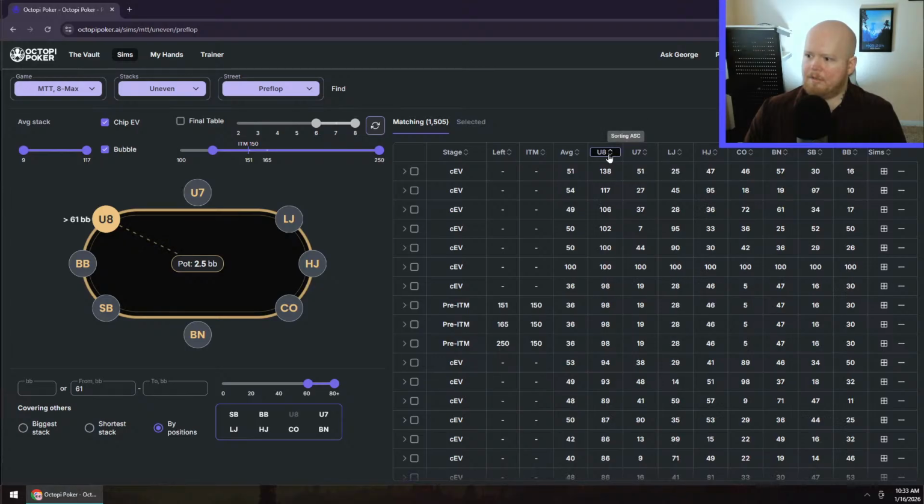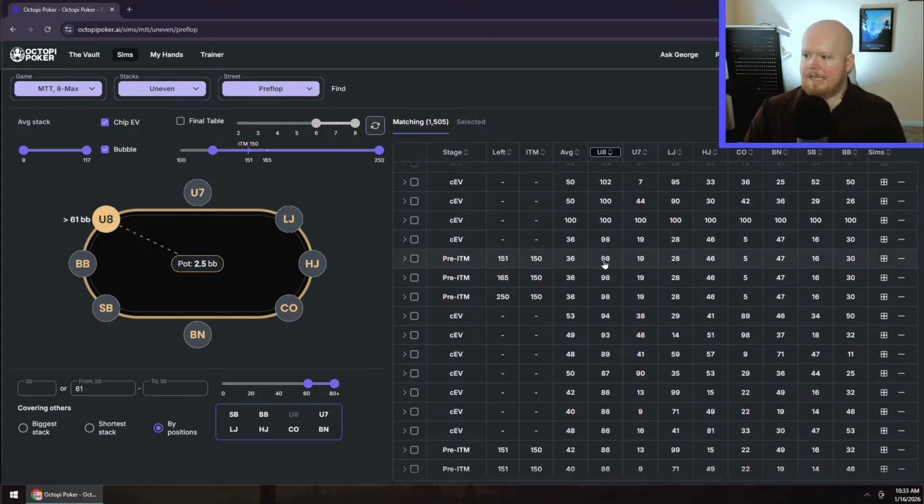Okay, and now let's just do it this way. Yeah, just filter for the spots with the biggest stacks under the gun. Okay, so we've got 98 big blinds under the gun there. Okay, that's a nice one. We can get all 4 of those in there. That should be pretty good. Cool.